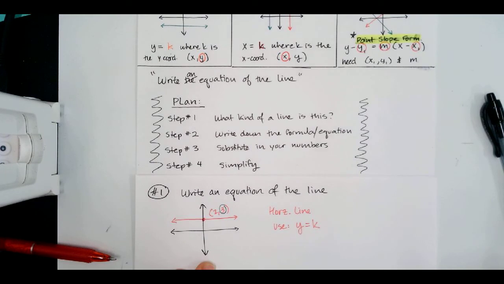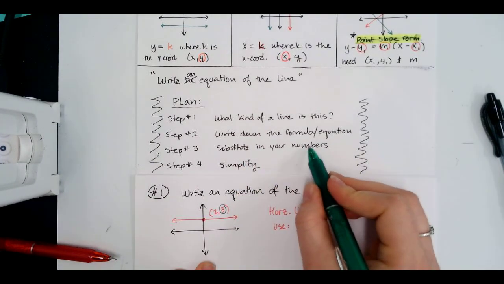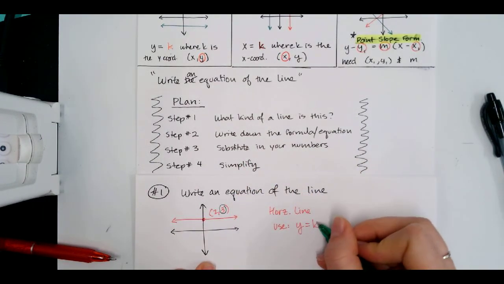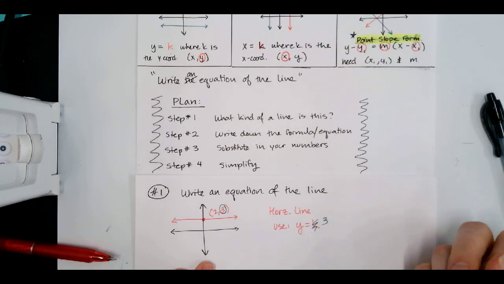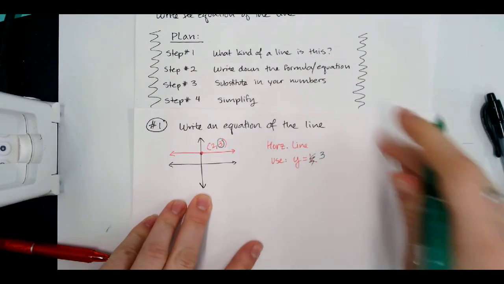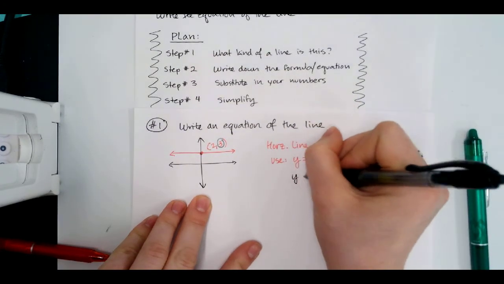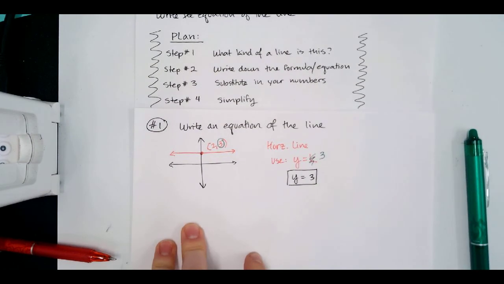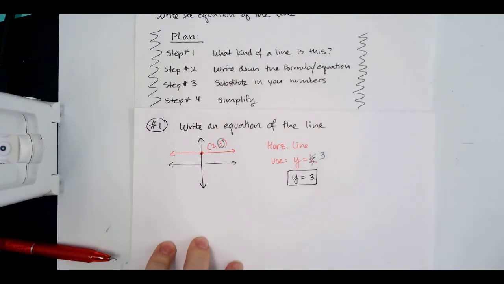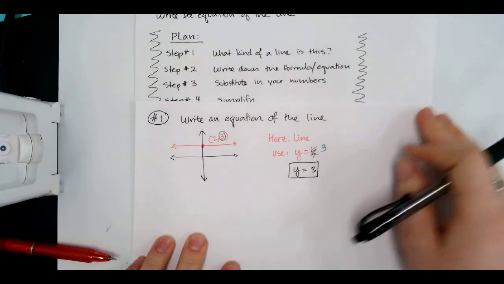Step 3, substitute in our numbers. So where I see k, I'm going to take that out and replace it with 3. Step 4, simplify. Y equals 3. And we're done. Voila. The equation of a line. Not too bad. Give yourself a little pat on the back.